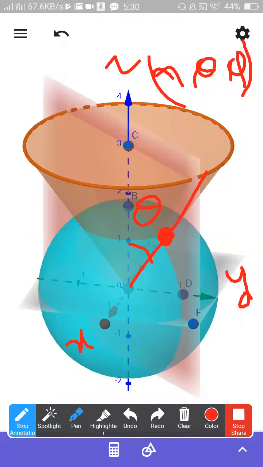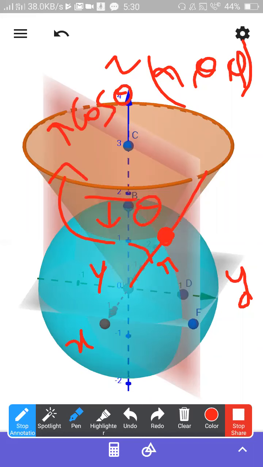If it is theta, then what will be the z value? Again, the distance of that point from the origin is r. Then the z-axis value will be r cos theta. I have chosen a point, and that point is at theta degrees from the z-axis. So my z-axis value will be r cos theta.